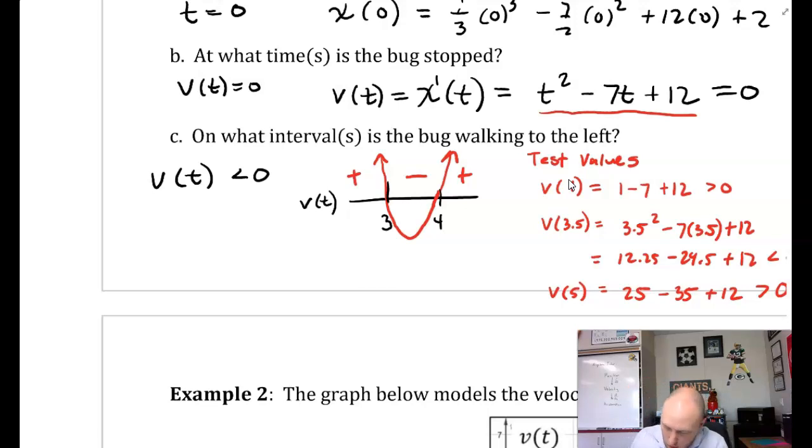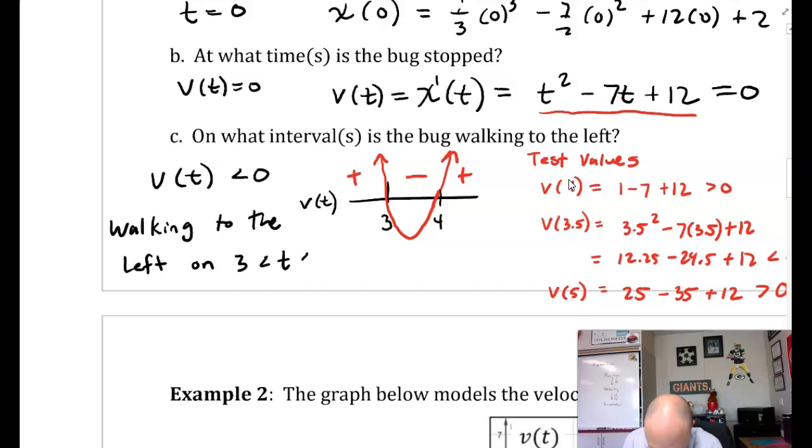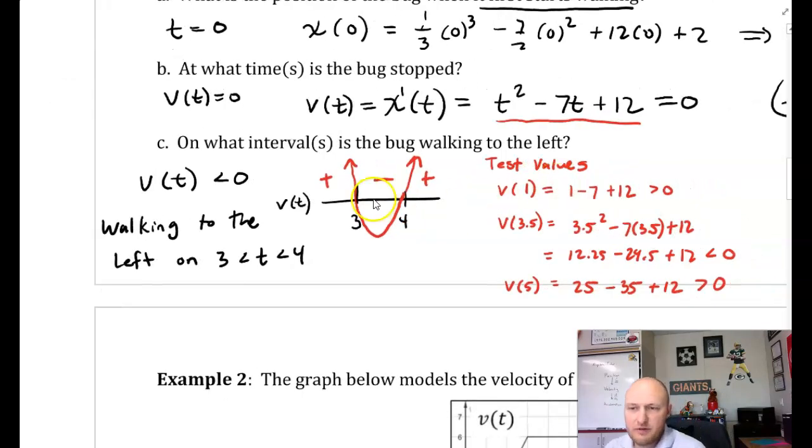All right, so where is the bug walking to the left? Well, that's going to be on 3 to 4. So I can say walking to the left on 3 to 4. Notice I don't include 3 and 4, because what's the bug doing at 3 and 4? Well, the bug stopped. It's not moving.